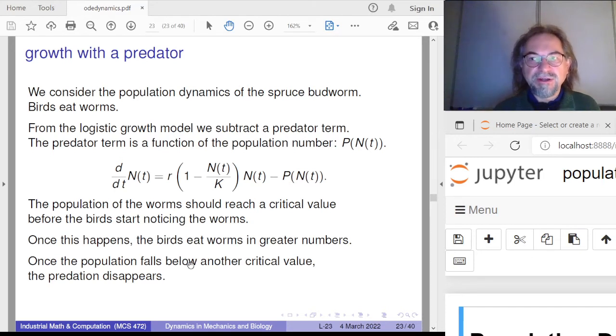As we will look at the steady states in this differential equation, we will have three critical values. And the middle critical value is a very bad point for the worms, because they are being noticed and they are being eaten.